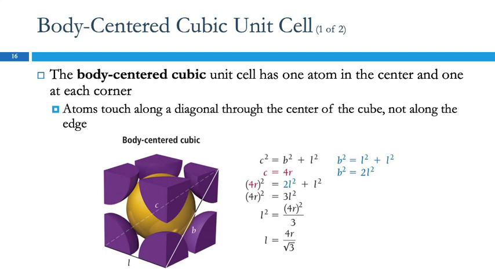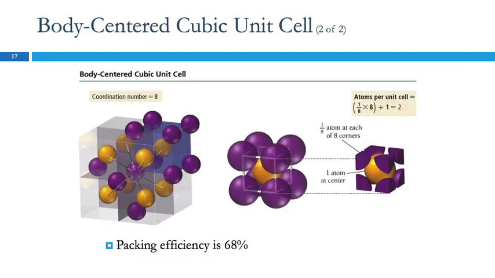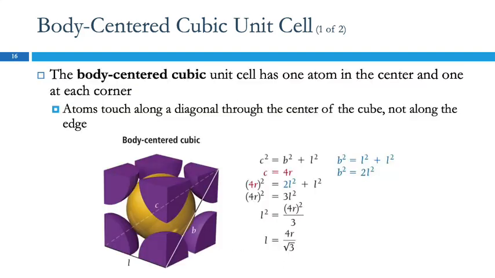The next type of unit cell is a body-centered unit cell. So we still have the center of atoms at each corner of our cube, but now we also have an atom smack dab in the middle of the cube. This is where the colors are different to make it easier to look at. This gold one is not a different kind of atom than the purple ones. It's the same kind, just for visual difference so we can see what's going on here.